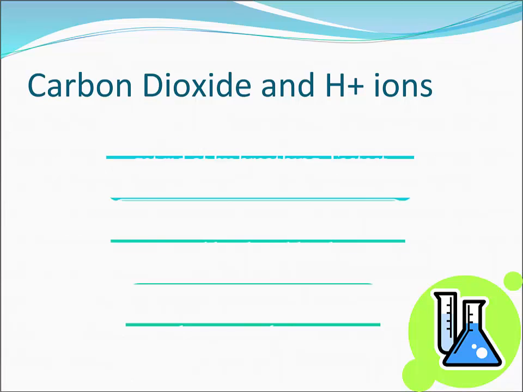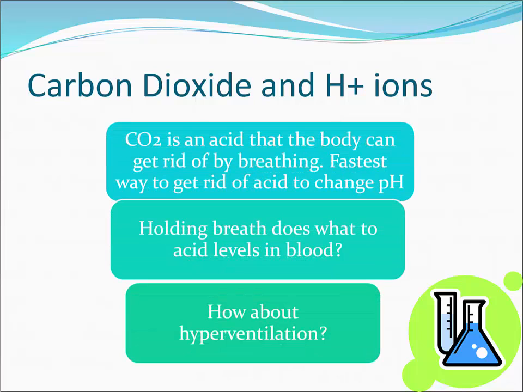Okay, let's look a little more closely at that relationship I talked about before between carbon dioxide and hydrogen ion. Carbon dioxide is an acid, and the body can get rid of it easily by breathing. As you know, when we exhale, we get rid of carbon dioxide. So it is the fastest way to get rid of acid and for the body to change its pH. So keeping that in mind, if you were to hold your breath right now, what would that do to your acid levels in the blood?